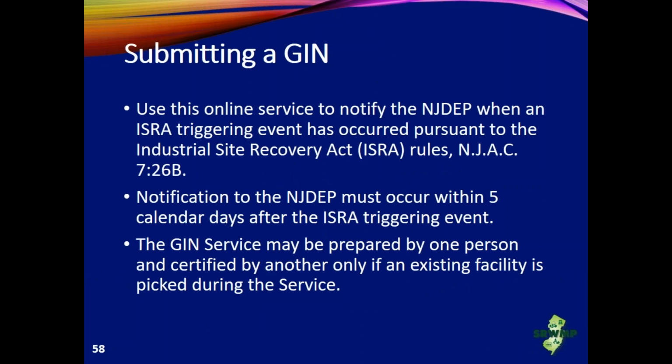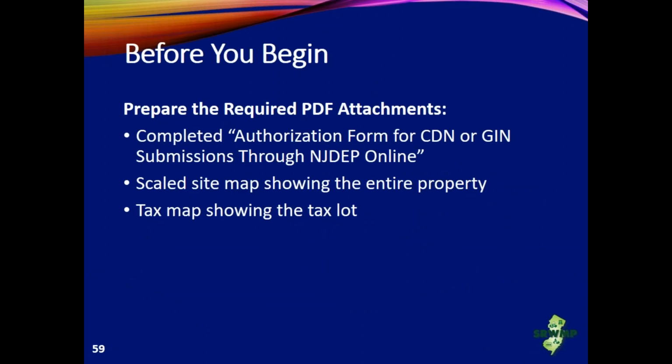Next. Okay, so prepare the required PDF attachments. So the GIN requires 3 attachments as opposed to the single one for CDN. There's the authorization form for CDN or GIN, a scaled site map, and the tax map showing the tax lot.